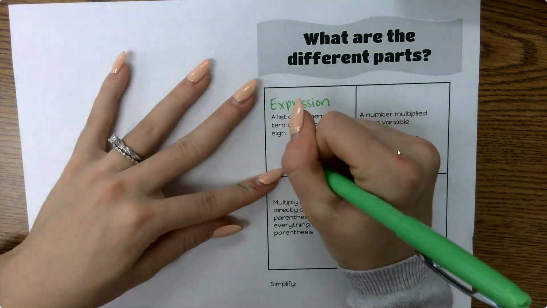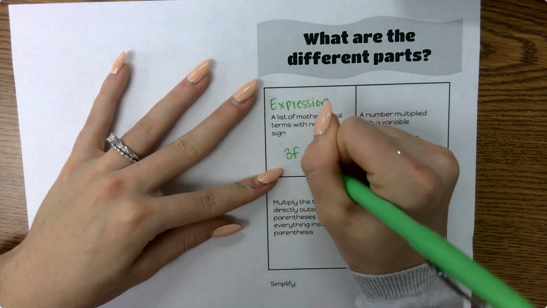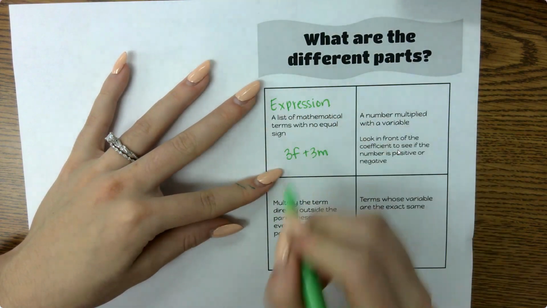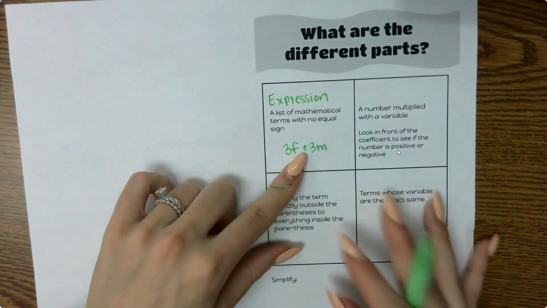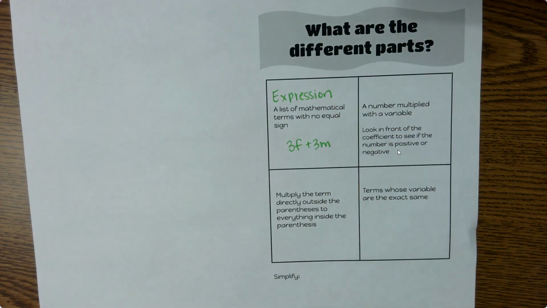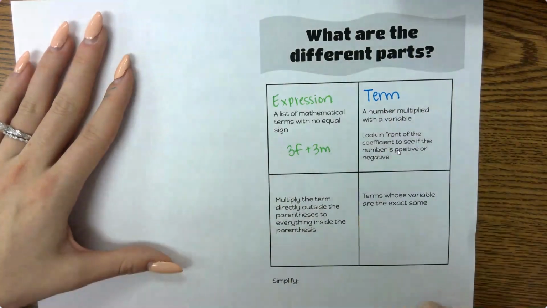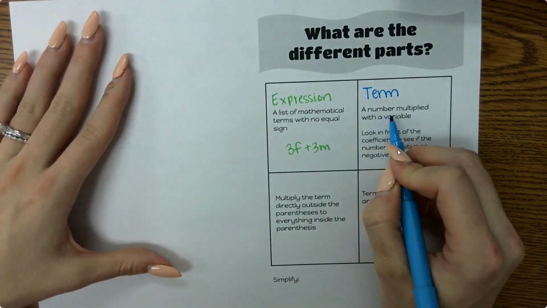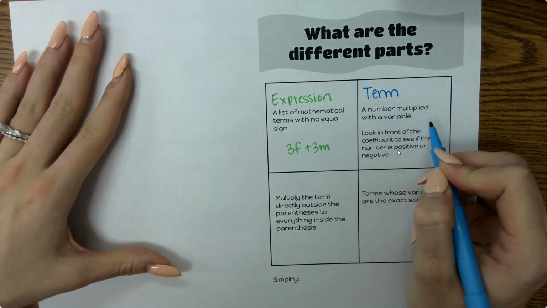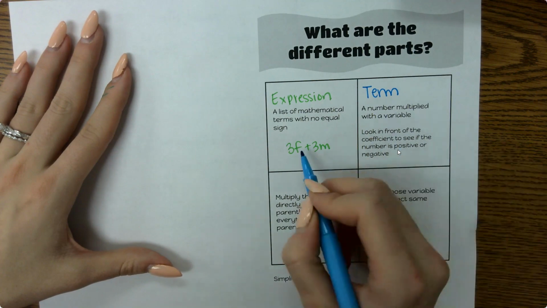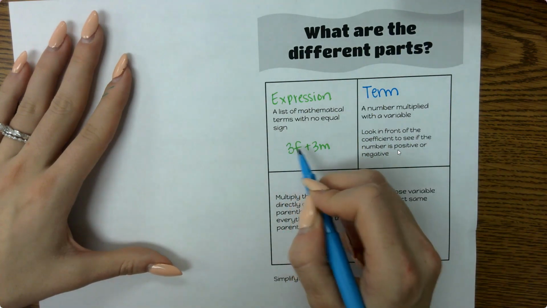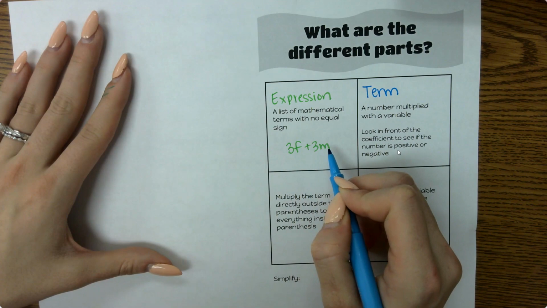So for example, we might see something like 3f plus 3m. There's no equal sign, so this is an expression. The next vocabulary word we're going to talk about is the word term. And a term is a number multiplied by a variable. So in this example, 3f is a term and 3m is a term.